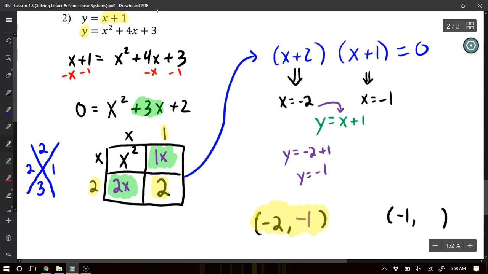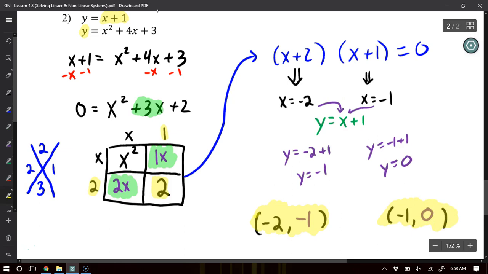So now I'm going to plug in negative 1 for x. So y equals negative 1 plus 1, y equals 0. So when I have an input of negative 1, my output is 0. So there's the other point of intersection.